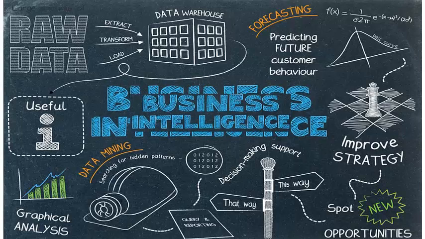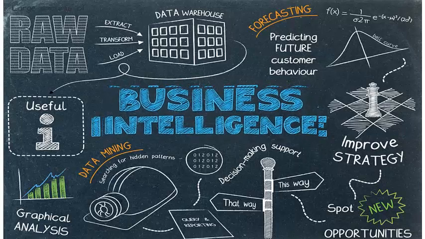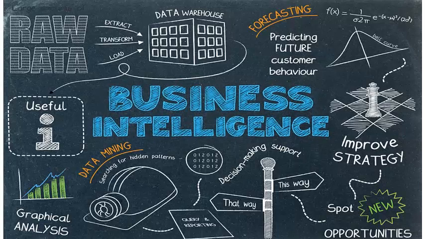Now, this diagram, if you look at it, all of a sudden you may get confused. You need to connect all the dots one by one, step by step, then it will make more sense. Now, why do we need business intelligence? What is the purpose of business intelligence?